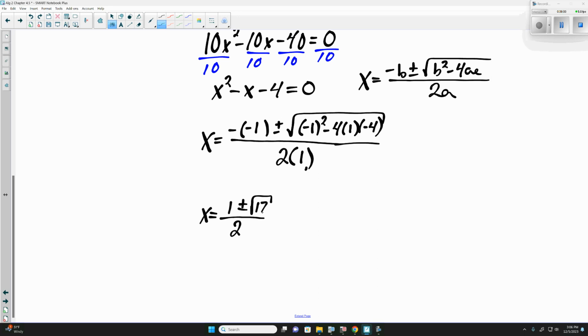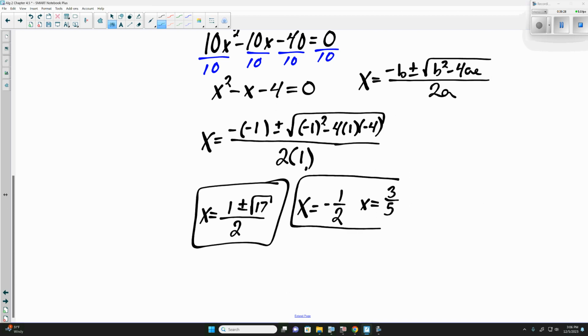Now we can take the square root of 17, and if we type it in the yellow calculator, the graphing calculator is going to approximate it. It actually tells us it's the square root of 17. There is no way that we can simplify it and leave it in radical form. So the other two answers are this here. So our four solutions for this here are x equals -1/2, x equals 3/5, and x equals 1 plus or minus the square root of 17 all over 2.